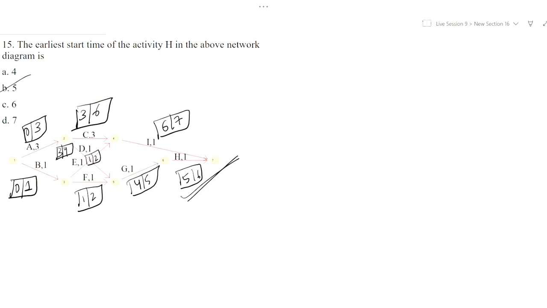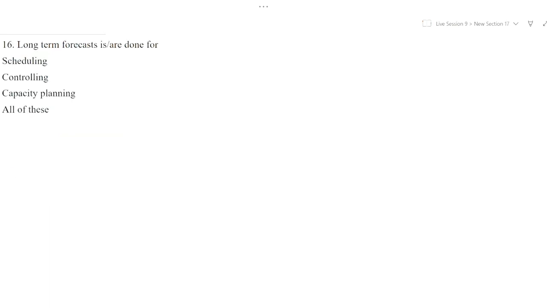So the next question: long-term forecasts are done for which of the following? Scheduling, controlling, capacity planning, all of these. Long-term forecasts are done for capacity planning.